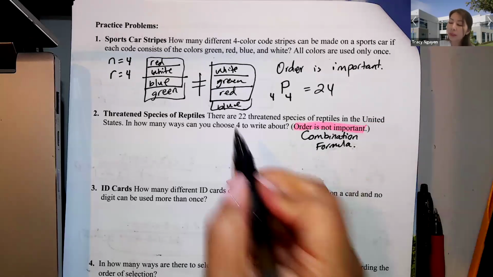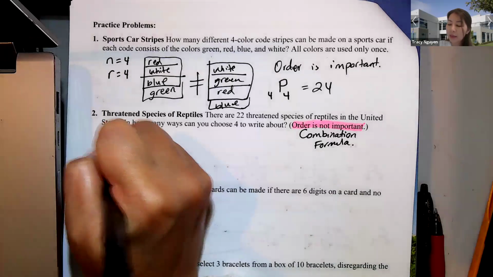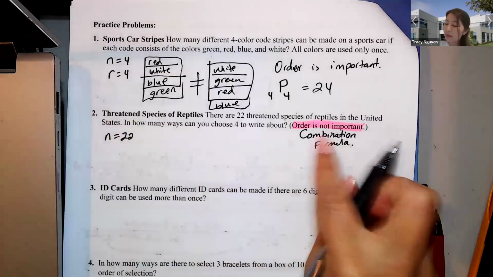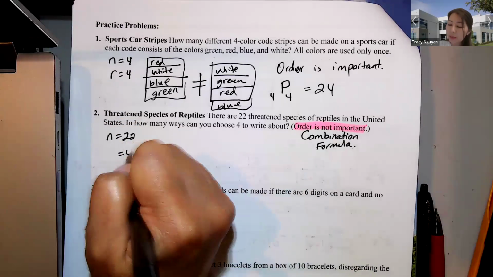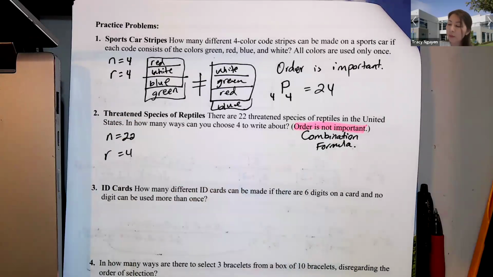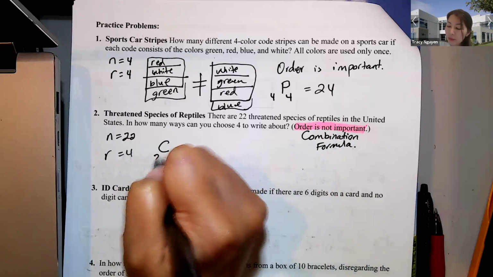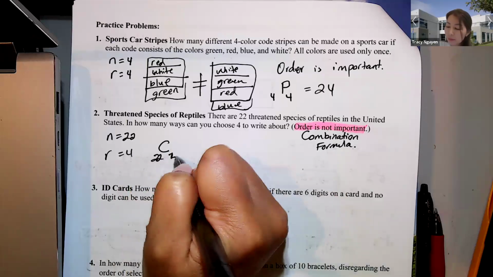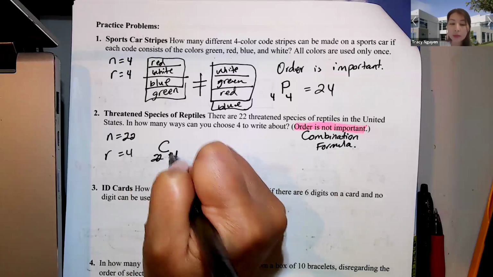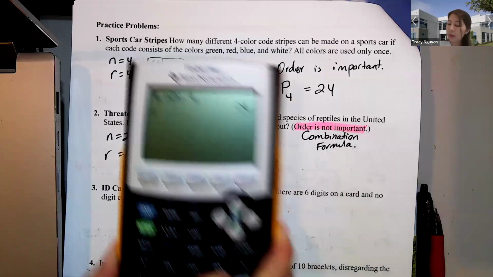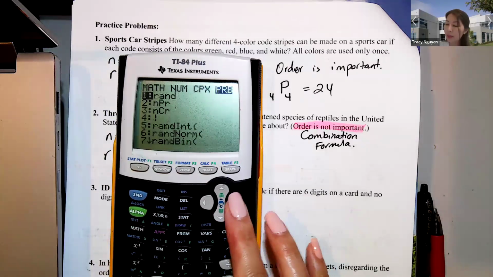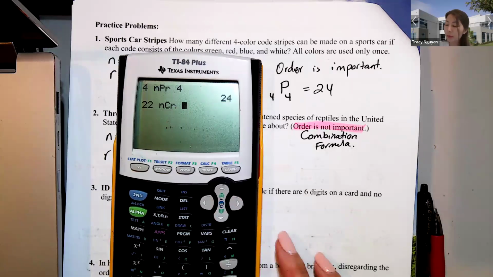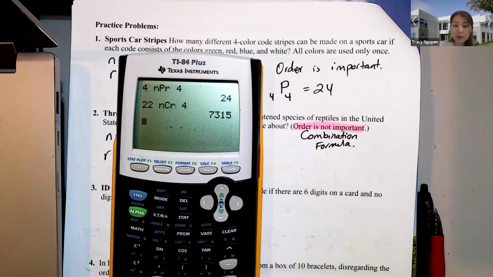All right. So there are 22 threatened species. That means n equals 22. And in how many ways can you choose 4 to write about? Meaning that r equals 4. Combination of 22 choose 4. Okay. Then how are we going to go about it? We do 22, math, move it over to PRB, go down to combination, 22 choose 4. And here it is, 7,315.